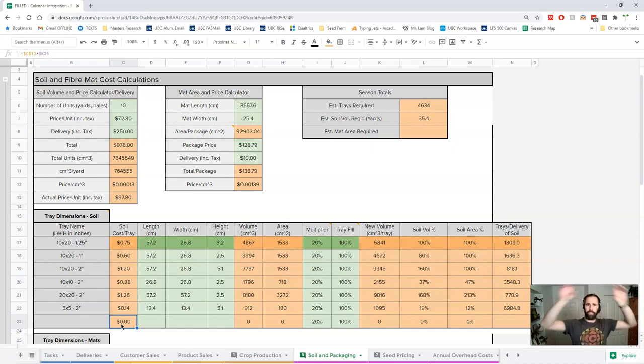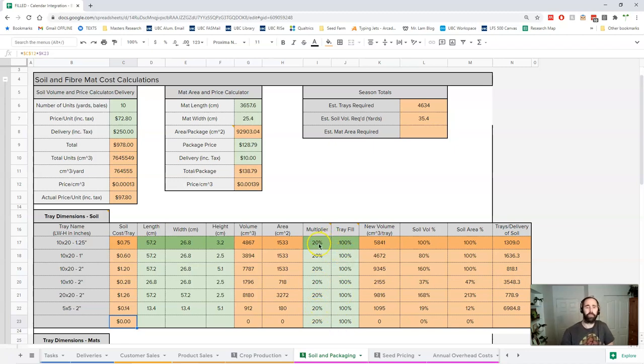You'll probably have noticed that the totals are at the top, not at the bottom, because it's the totals you want. So having to scroll down to them does not make sense. So to get to this number, there's a few things to consider. First is our dimensions, like we've just talked about. And then there's two more things here, and I call them the multiplier and the tray fill. And they're all set to 20% and 100%.